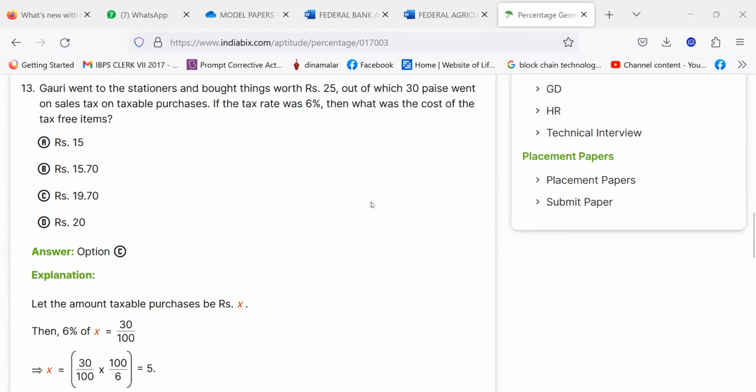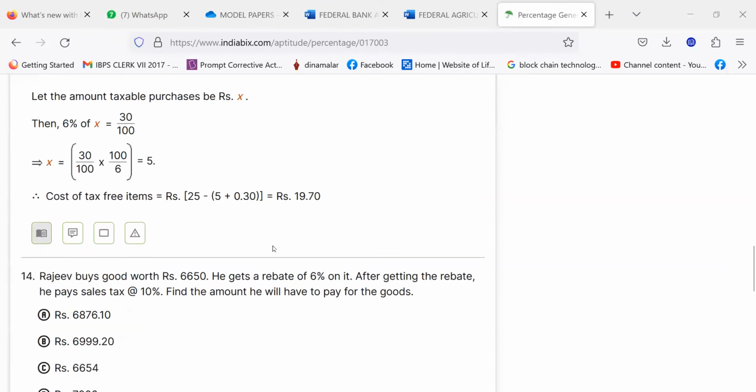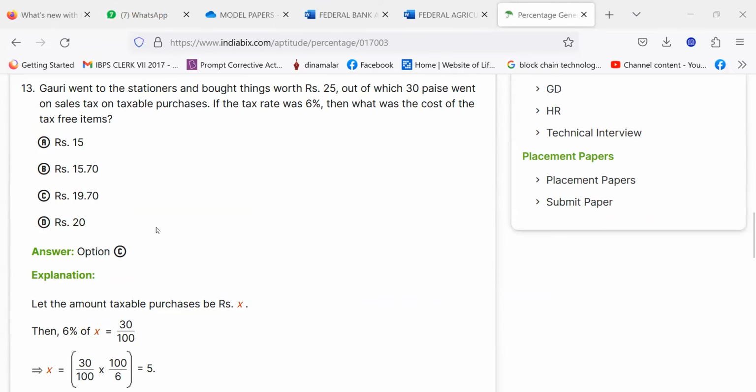You are a math student. Could you follow this? Yes, sir. It's clear. You could understand this. Very good. I got confused. I initially thought I should subtract 5 only from 25. I thought 20 is the answer. Unfortunately, they have given that as one of the options also. So that is how they will confuse us.